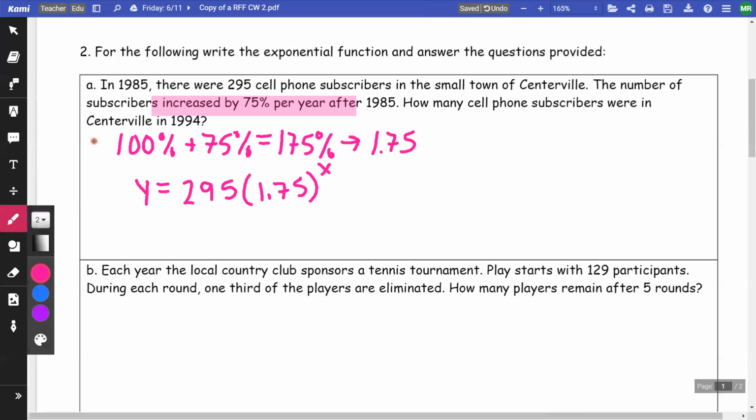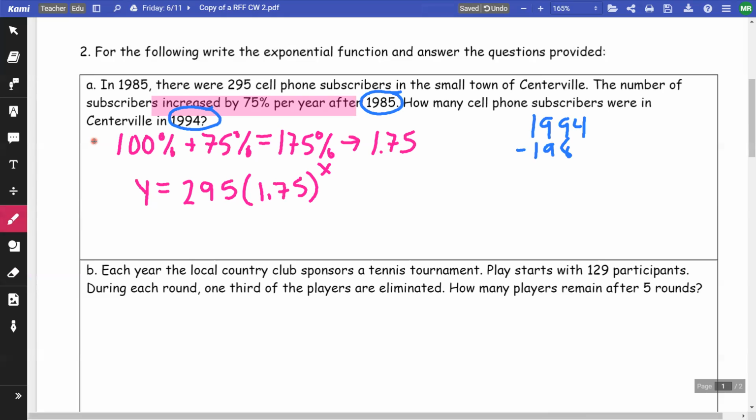Now we want to know if this was how much it was in 1985, and we want to know how much there was in 1994, I am going to subtract that. And I am going to end up with 9 years. So I'm going to be putting 9 in for my x. Okay, so I'm going to go y is equal to 295 times 1.75 to the power 9.